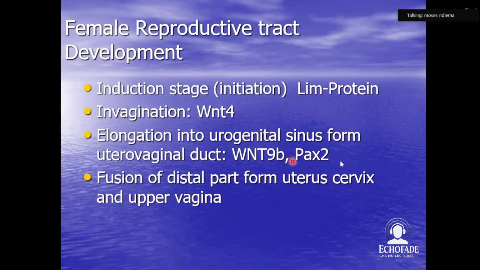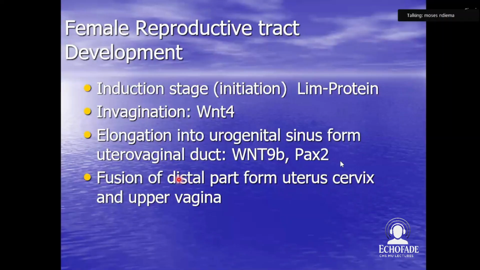Again, right from this, you can distinguish an anomaly that can occur. One, we might have one part of that Mullerian duct not being induced and invaginating. So failure of that induction would mean you have only one part of the uterus. That's uterus unicornis.